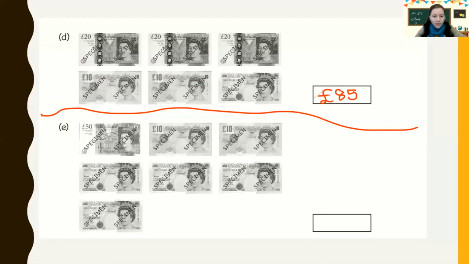Okay, question E. We start with 50, that's a big one, but now we're just going up in tens. Okay, so 50, 60, 70, stop, because now they're 5s. Don't keep going in tens. So we've got to 70. We're still doing our 5s now. So 70, 75, 80, 85, 90. That's very high to go up in our fives, isn't it? £90.